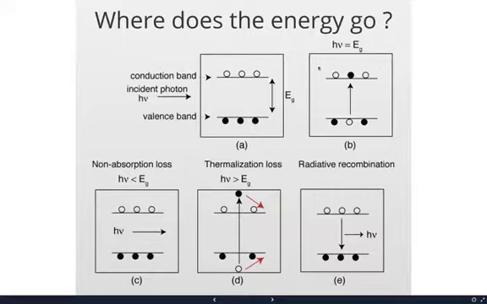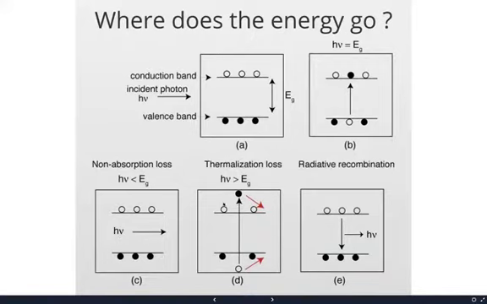But there are other things that can happen as well. If the energy of your photon is less than the band gap, then something called non-absorption loss happens. The photon does not have energy to kick the electron up, it just passes straight through. So the energy of the photon is less than the band gap, it's not absorbed, it just passes through. And this is a situation for photons whose wavelengths are longer than the infrared, because those longer wavelengths mean less energy. So that's easy to understand.